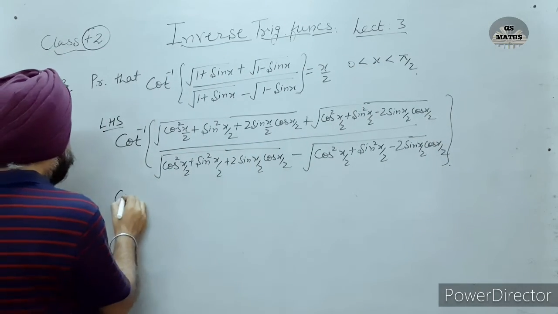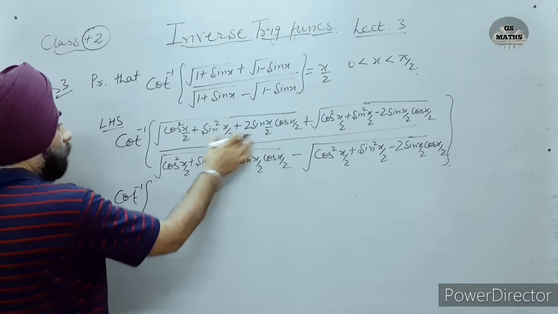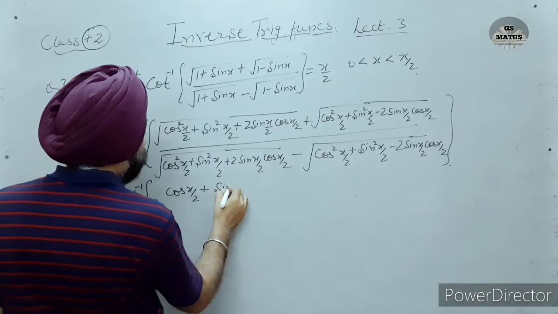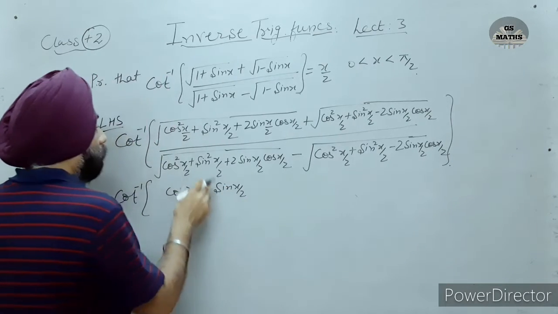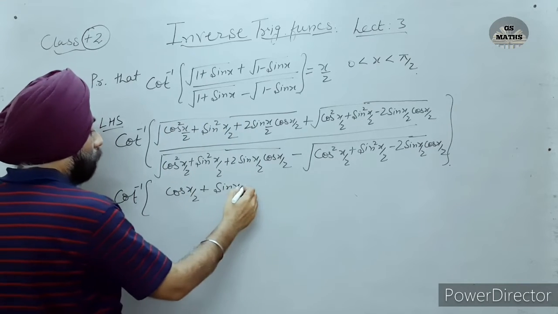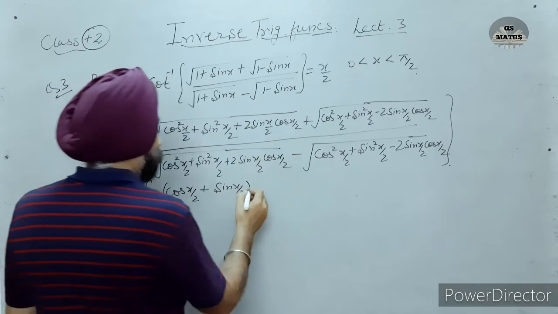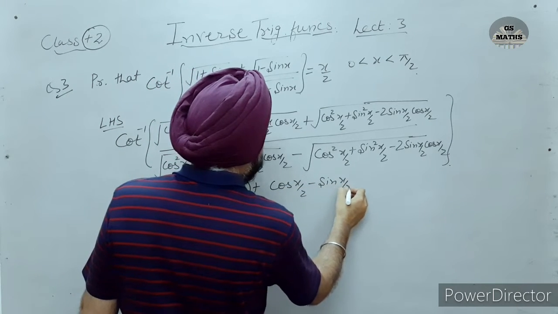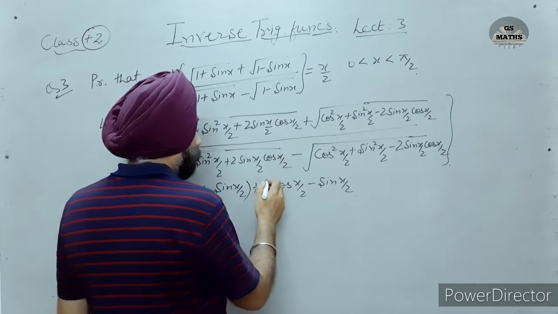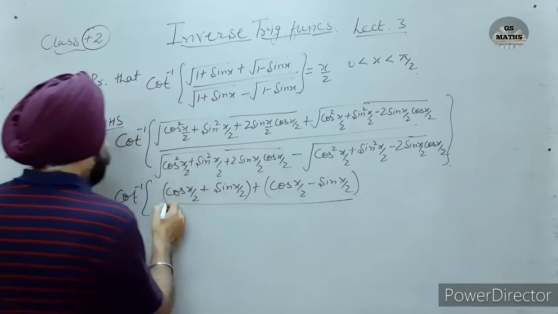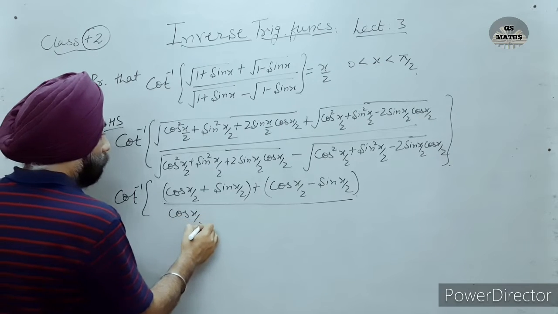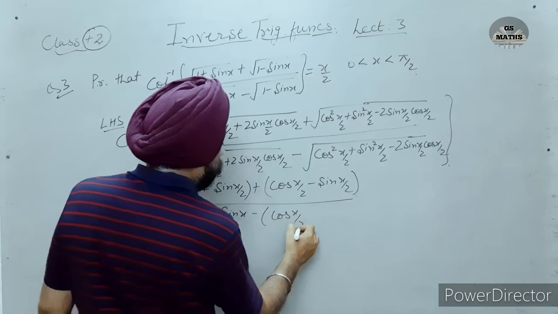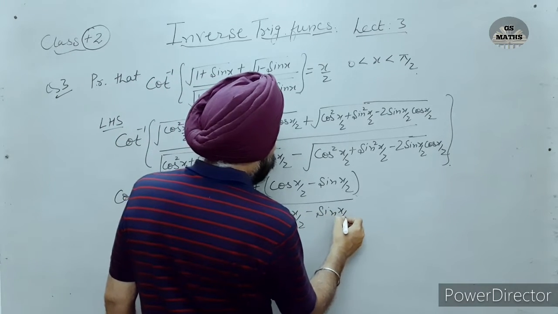Now this becomes cot inverse. I can write this as a perfect square of cos x by 2 plus sin x by 2, whole square. This square and under root goes, I am left with this. Plus again this comes out to be cos x by 2 minus sin x by 2, its whole square, under root cancels. I am left with this only. Divided by cos x by 2 plus sin x by 2 minus cos x by 2 minus sin x by 2.